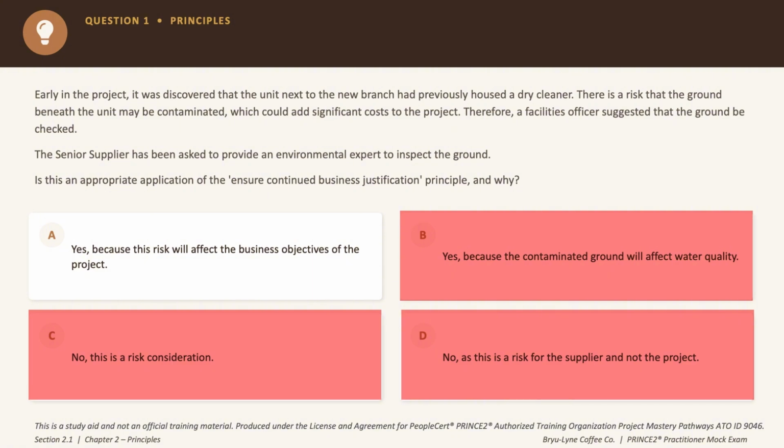Now option A says yes, this risk will affect the business objectives. Now this is the right call. Continued business justification means checking that costs, benefits, and risks stay balanced. So the correct answer is option A.